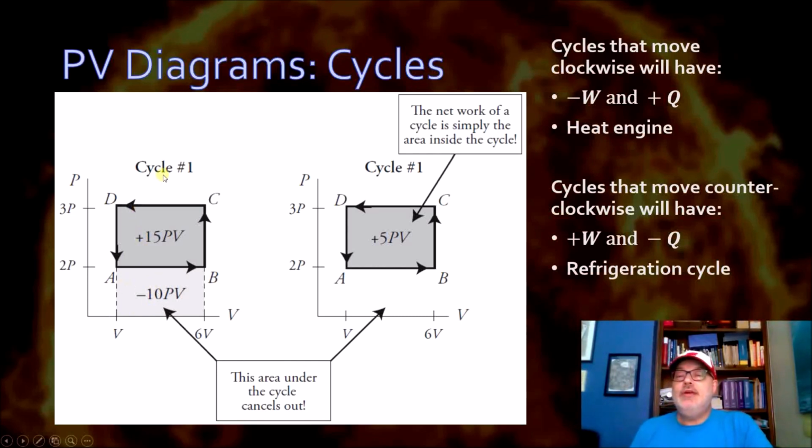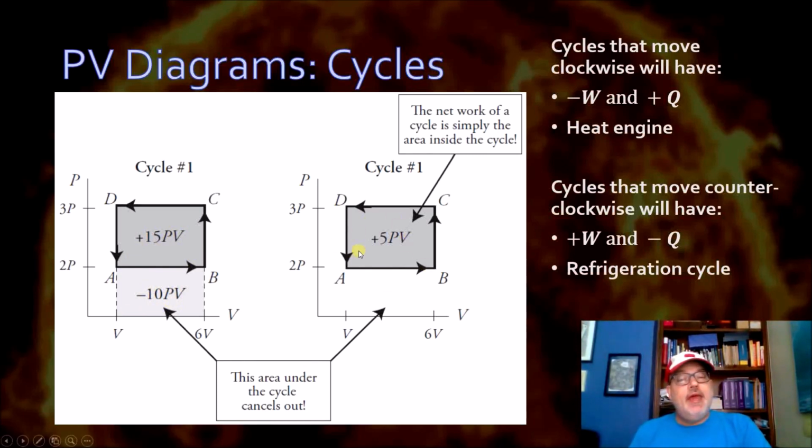So in this particular cycle, A to B has negative work, negative 10 PV, because we have 2 times 5 here. And then we have 0 work for the vertical. And then from C to D, we have positive work. So that's 3 times 5, so we get 15 total. If we add all that up, we end up with 5 PV, positive.